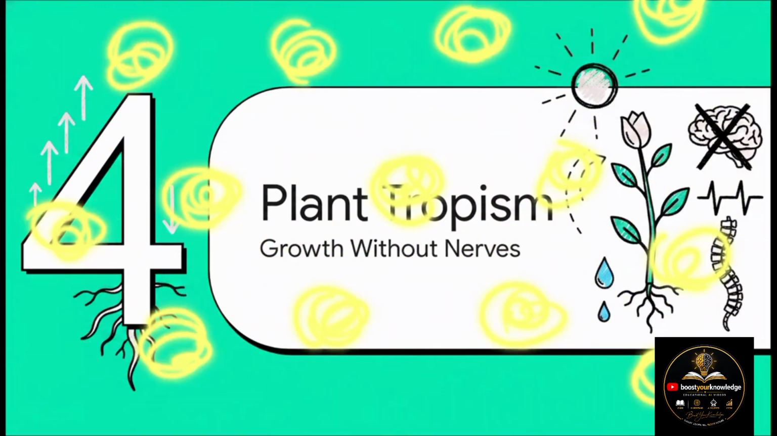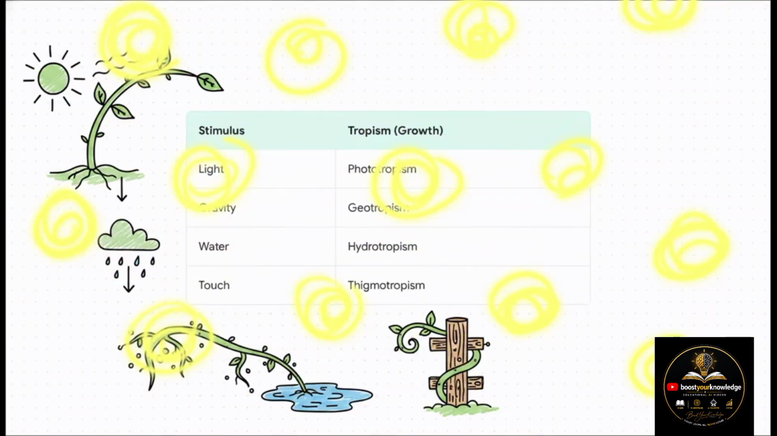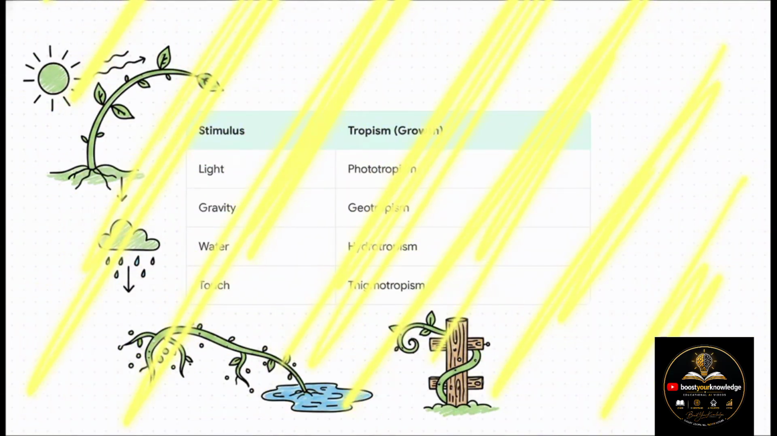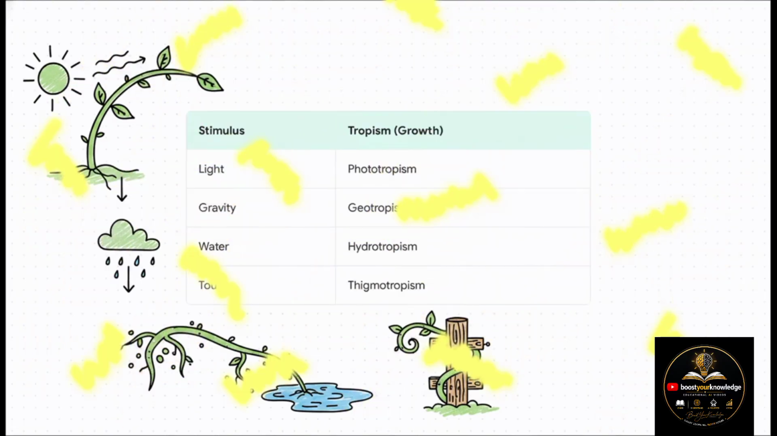Section 4. Plant tropism. Now you might be wondering, how do plants coordinate their responses? They don't have brains or nerves, right?